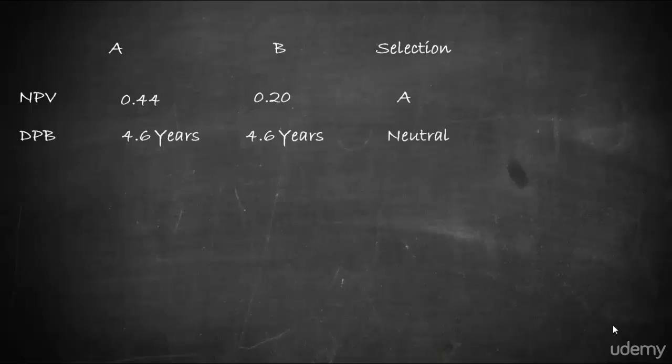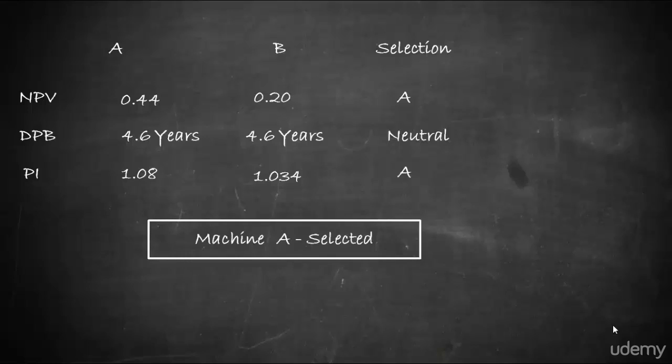Next, let's move on to profitability index. Project A had a profitability index of 1.08, whereas project B had a profitability index of 1.034. So only those projects which have the highest profitability index should be selected. So here it is project A. So out of 3 methods where DPB is neutral, we cannot take comparison. In the other 2 methods, NPV and profitability index, project A stands in a better position. So project A, that is mission A, should be selected.